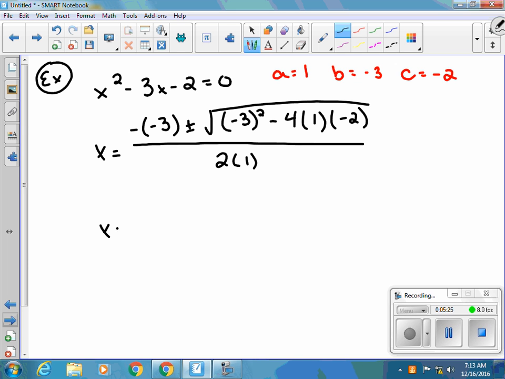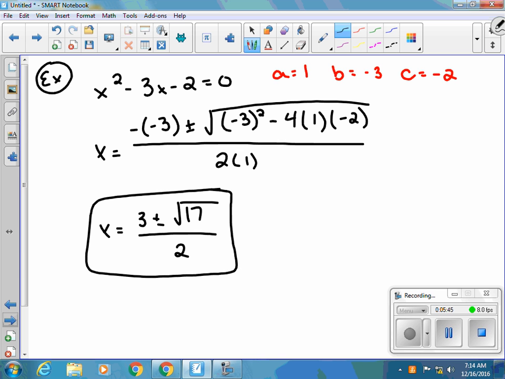So this gives me x equals 3 plus or minus the square root of 9 plus 8, which gives me 17, divided by 2. So in this case, the square root of 17 doesn't simplify, so you can leave your answer in this form because it does not simplify.